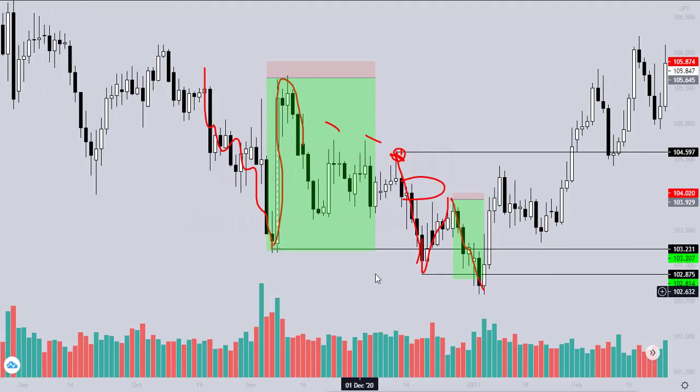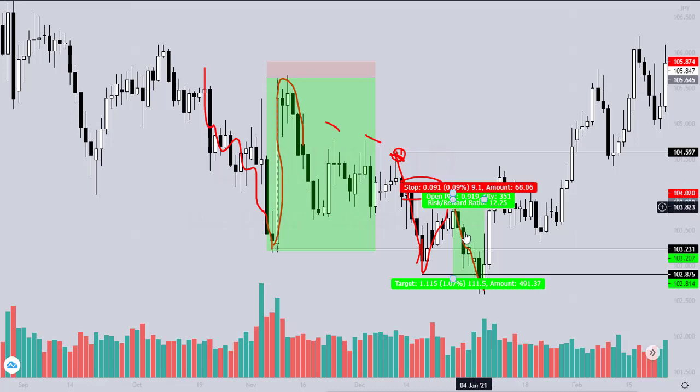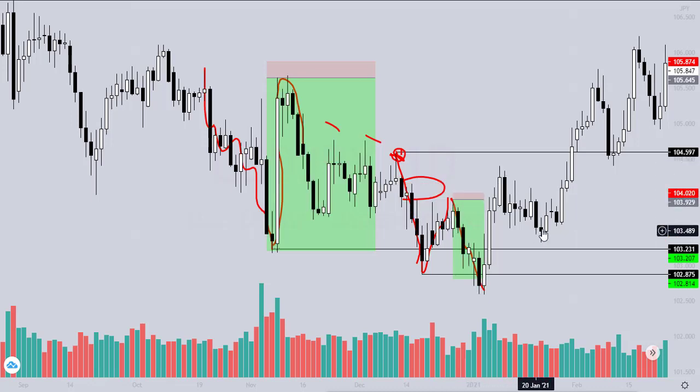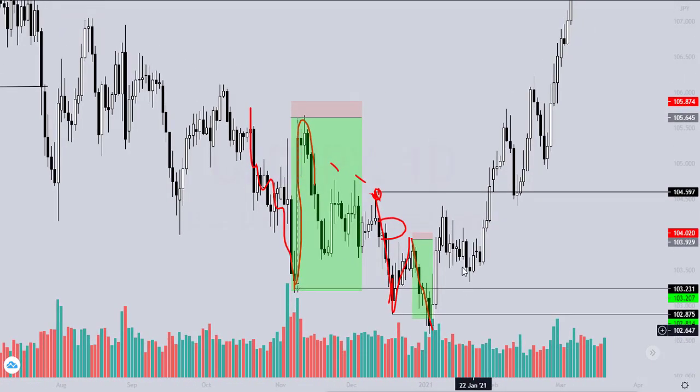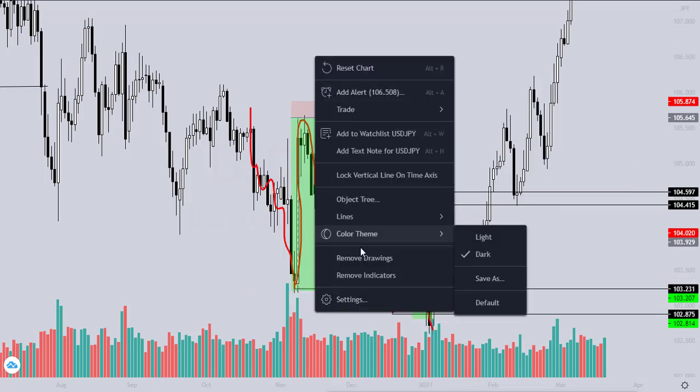Have you seen, guys? Now this range is broken. Now we have another idea, but we don't jump into the market. We wait for market to do what? To show us a clear trend. Our new range is created for a bullish momentum. Let me remove all of these drawings.